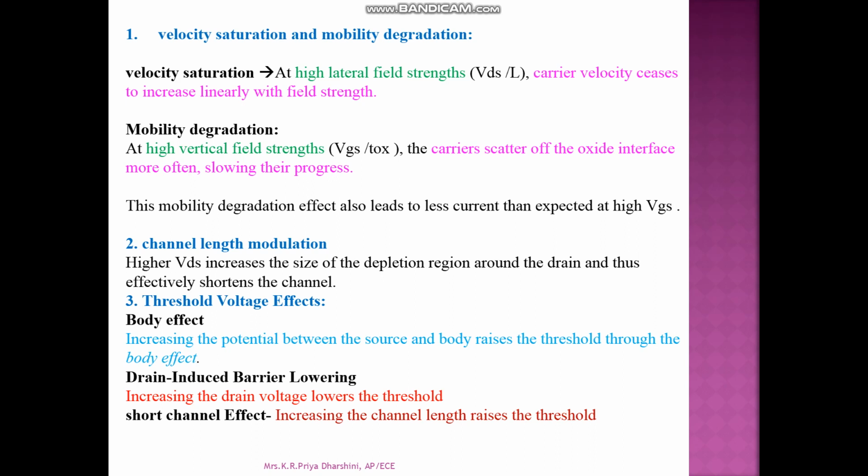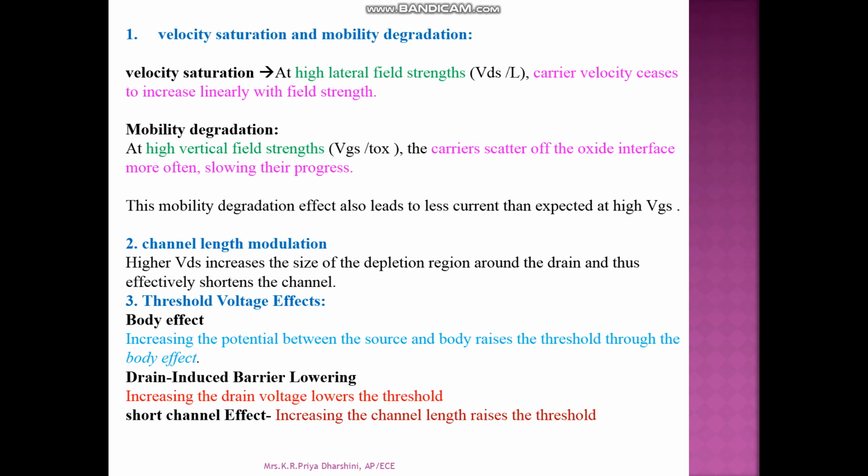Next is the channel length modulation. So what is channel length modulation? Whenever there is a high VDS, the increased size of the depletion region around the drain effectively shortens the channel. Whenever there is an increase in VDS, it shortens the channel.